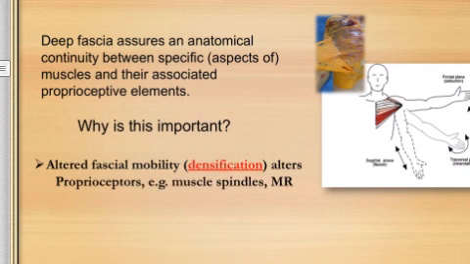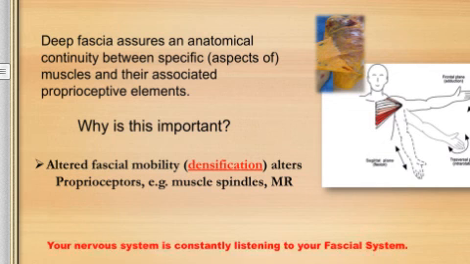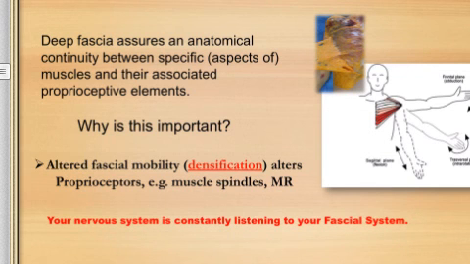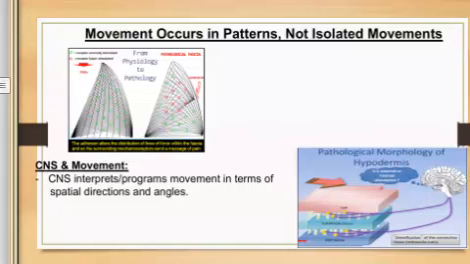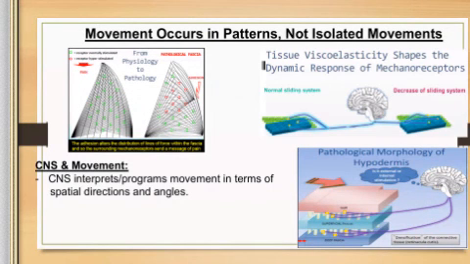fascial layers? Because if it's not sliding or gliding, in the article that you guys read, they term it a densification. If it's not moving, it's going to affect how the proprioceptors are picking up. It's going to affect the muscle spindle and the mechanoreceptors giving that feedback. Basically, your nervous system is constantly listening to what the fascia has to give it as input for movement outcome. As we all know, movement occurs in patterns. It's not isolated. So if we have a lack of motion here, it's going to affect the gliding component. It's going to affect the spatial interpretation that the brain receives, and we're focusing down on the deep fascia here now.